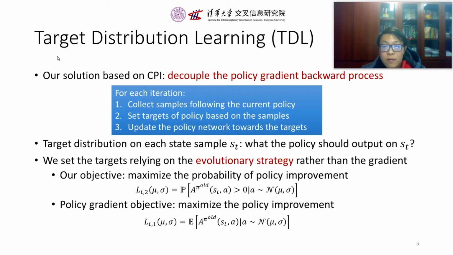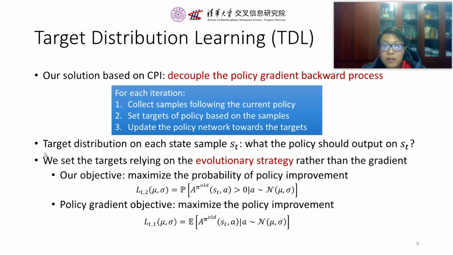Next, I'm going to introduce our algorithm, Target Distribution Learning, abbreviated as TDL. Our algorithm is based on a conservative policy iteration framework, and it is an on-policy algorithm, where the policy is updated iteratively. In each iteration, we collect a number of samples following the current policy, and then we update the policy based on the collected samples. Many algorithms of this kind directly update the policy network following the policy gradient. To construct a robust algorithm for continuous control, we propose to decouple the policy gradient backward process. That is to first set the targets of the policy based on the collected samples, and then update the policy network towards these targets.